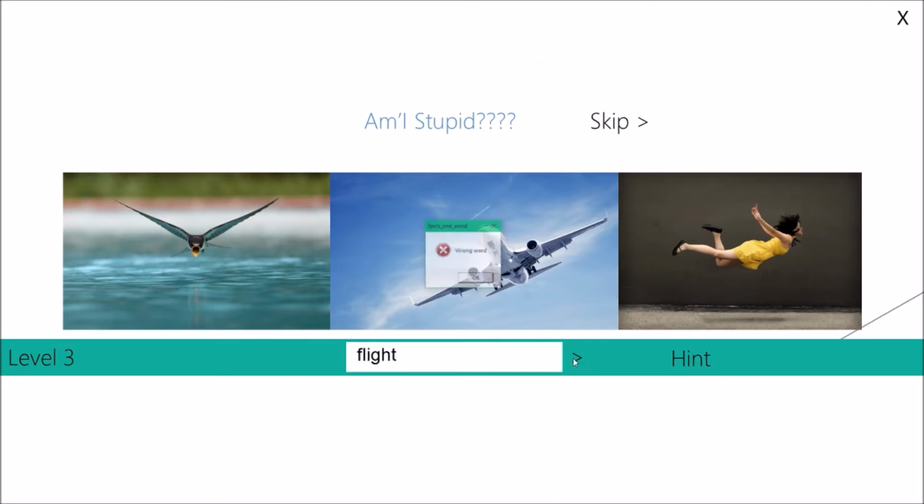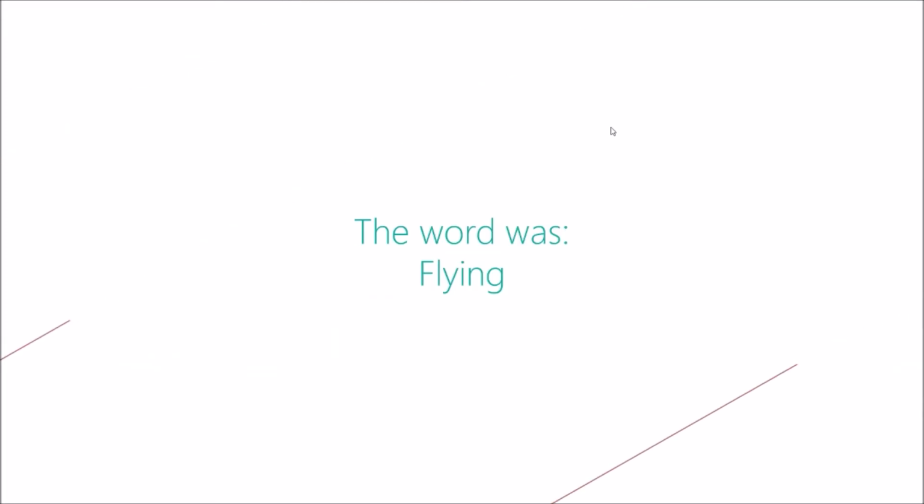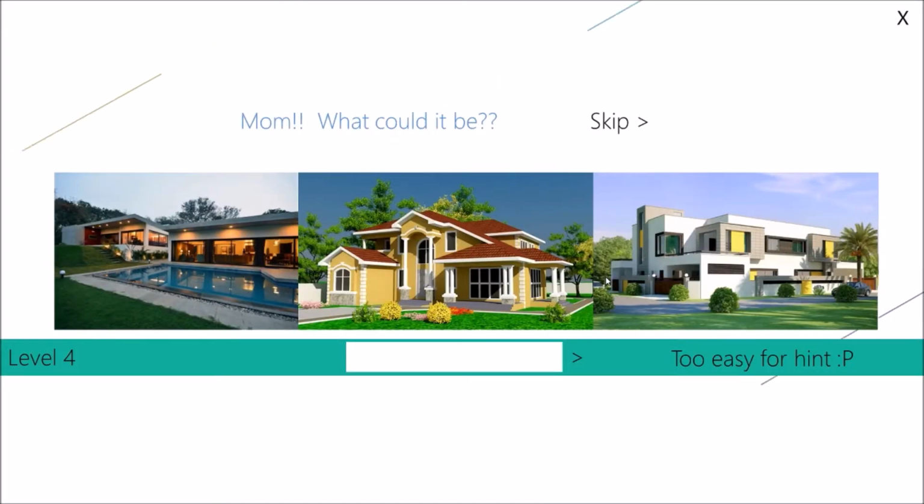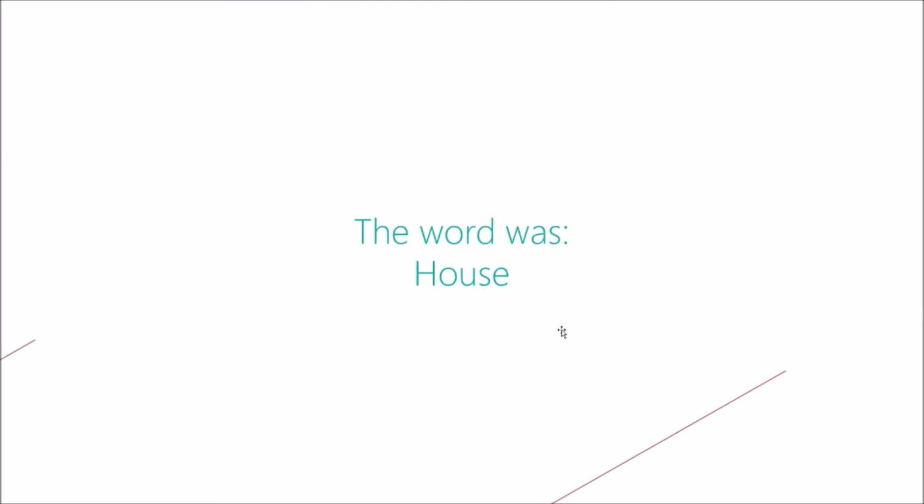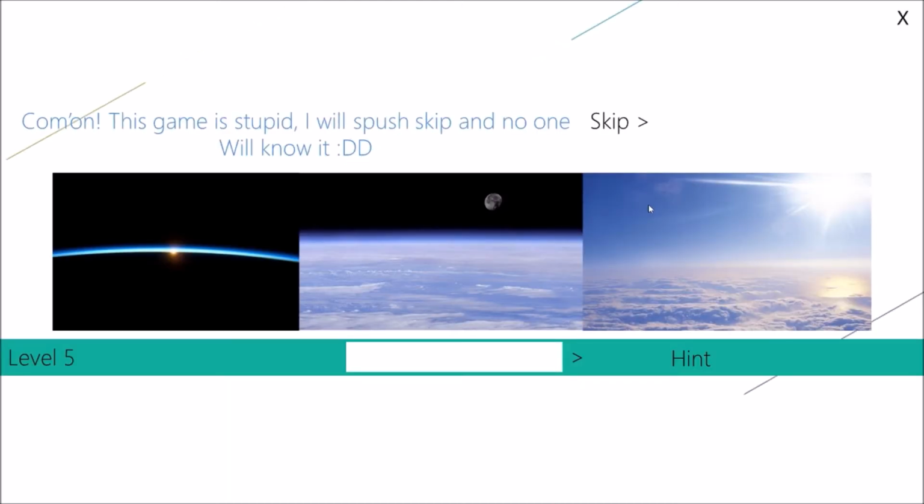Flight? Oh, so it's in capitals, so I'll try this again. Flight. And flying, alright. Sorry, I'm a dunce. Mom, what could it be? Too easy for a hint. A house. Yay! I got that right.